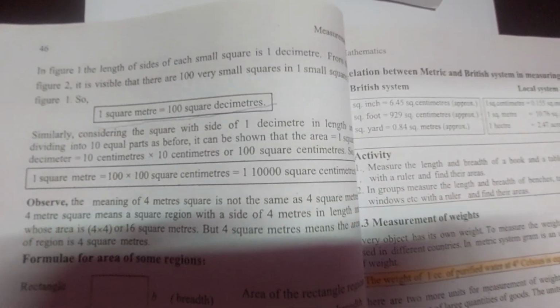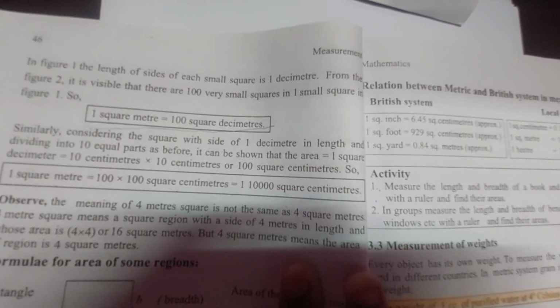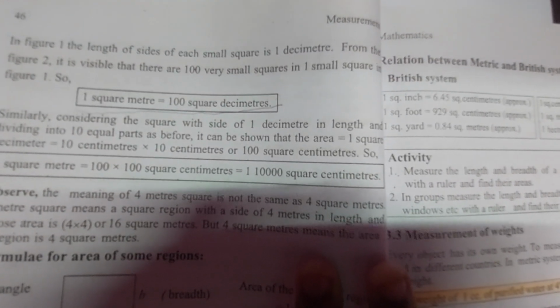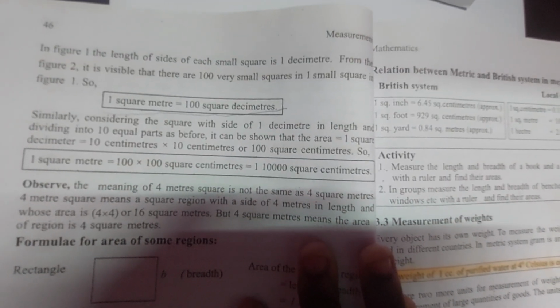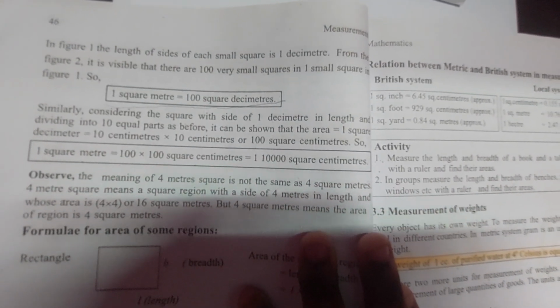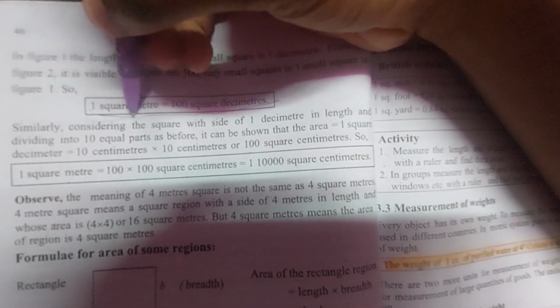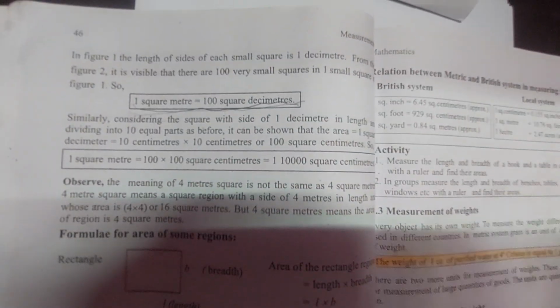In figure 1, the length of the side of each small square is 1 decimeter. From figure 2, it is visible that there are 100 very small squares in one small square in figure 1. So 1 square meter is equal to 100 square decimeters. That's very, very important. I'm underlining that.